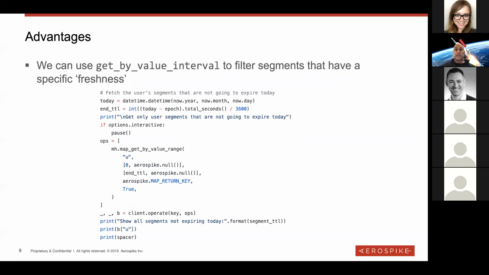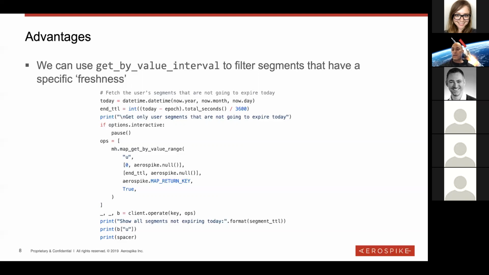So advantages of this is that we can also get things by value. If you remember, if I go back a couple, the map key is the segment ID, and the map value is a list where the first element of the list is the segment TTL. Now, if I do get by value operations, the way Aerospike compares things is that it orders these lists in descending order by what's in them.